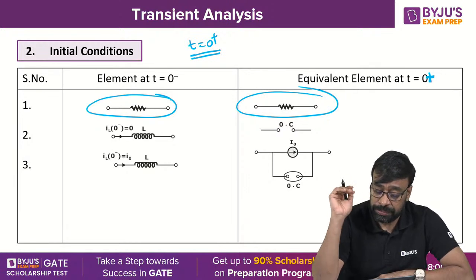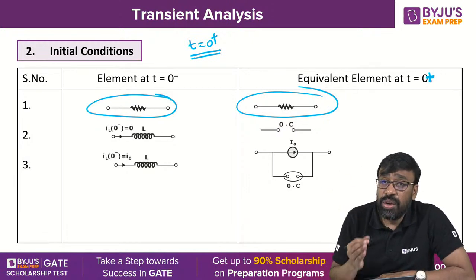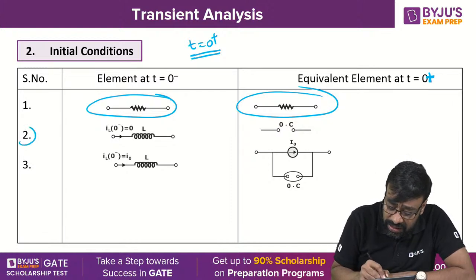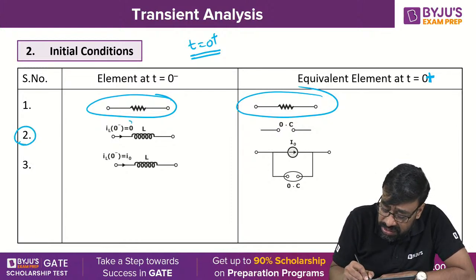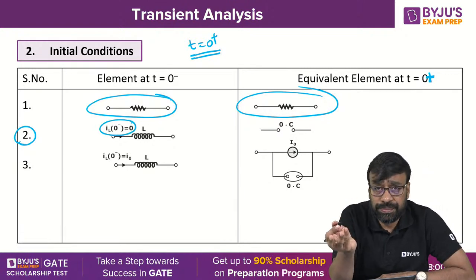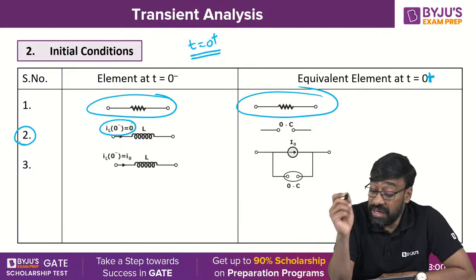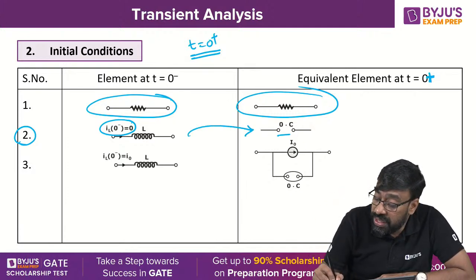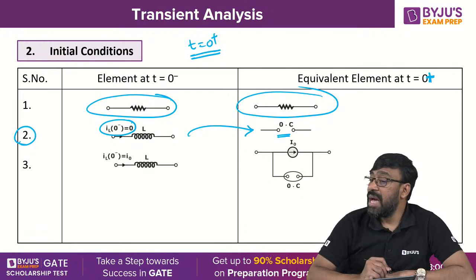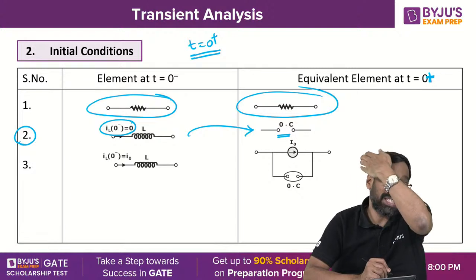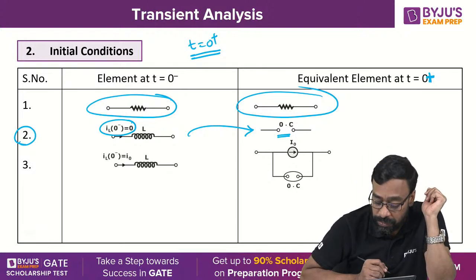So, you found the current flowing through the inductor, let us say IL of 0 minus. In the first case, it was found to be 0. There are some possibilities that the current flowing through the inductor was 0. If that is 0, at t equal to 0 plus, you replace it by an open circuit. You replace it by an open circuit.